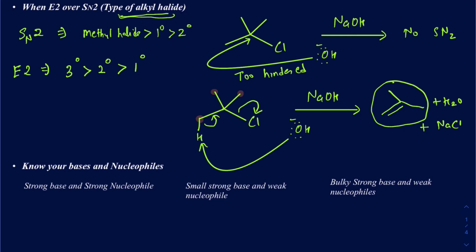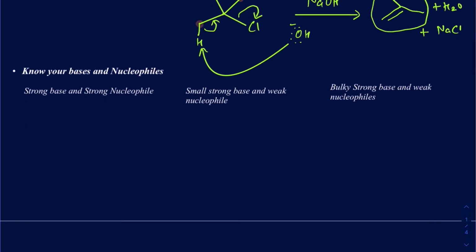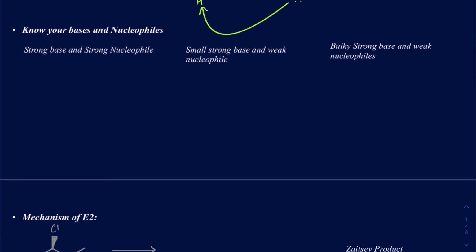So let's talk about the next factor that's going to be determining in that case, and that's going to be the nature of your bases and nucleophiles. It's important to understand your strong bases, strong nucleophiles, or strong nucleophiles, weak bases, and vice versa. Let's talk about a list where you have a strong base and a strong nucleophile. Your strong bases, strong nucleophiles are going to be something like OH minus, OCH3 minus, OCH2CH3 minus, and those are the most common strong bases you're going to be seeing.